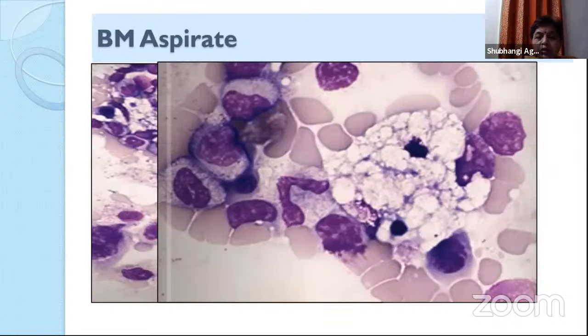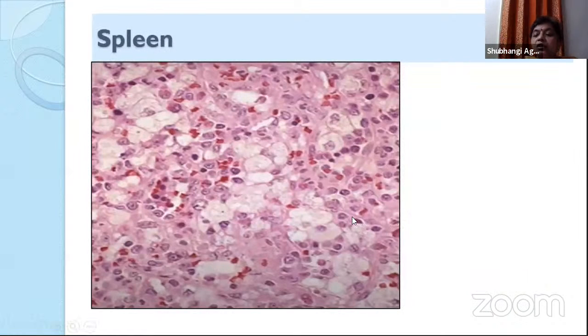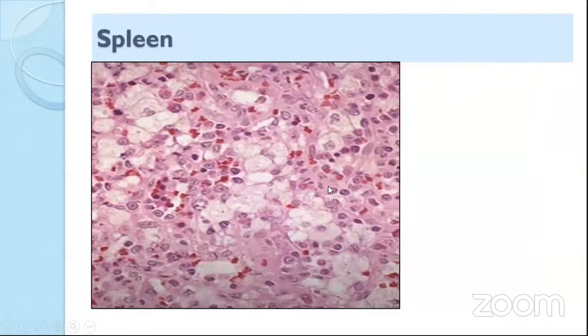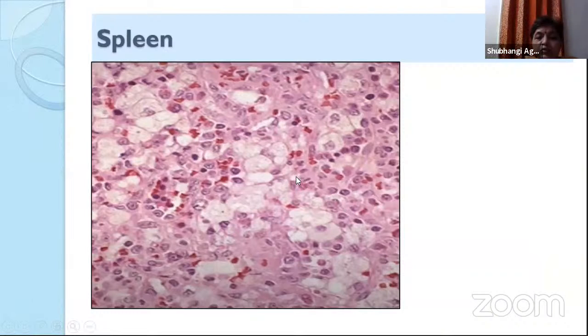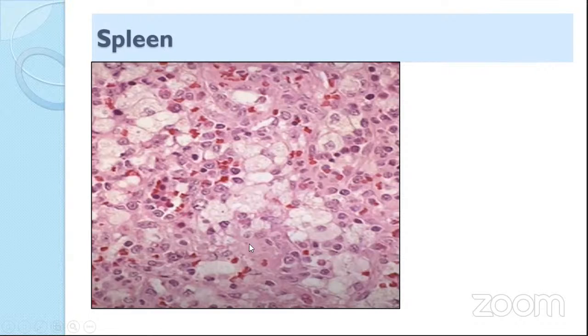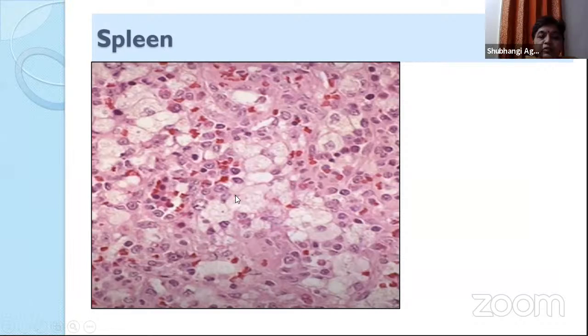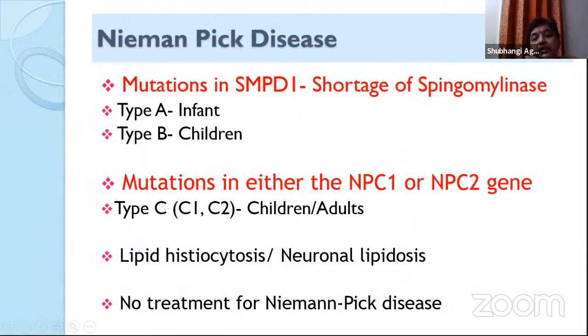The splenectomy was done in this patient because the cells were very few in the bone marrow aspirate and biopsy. So to confirm the diagnosis of a storage disorder, splenectomy was carried out. And these are the sheets of cells which are present in the spleen. So the diagnosis which was given was Niemann-Pick disease.